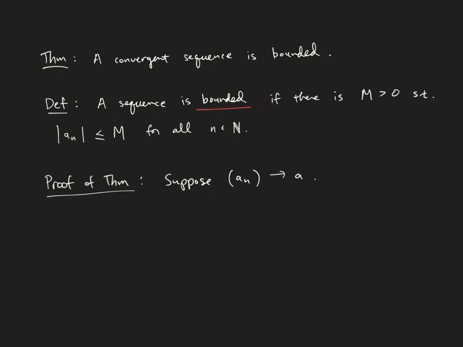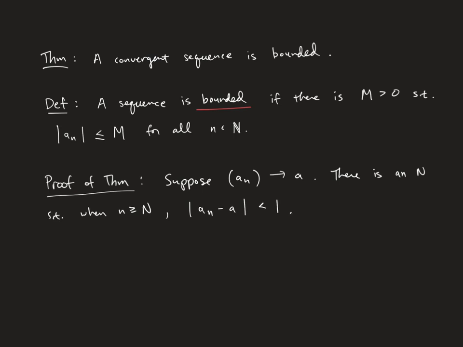Okay, so let's look at the proof here. Supposing we have this convergence, well, what we have is that we can put the majority of this sequence in an epsilon equal 1 neighborhood around a. So there is an n, there's an n such that when n is bigger than or equal to that n, the distance between an and a is less than 1.